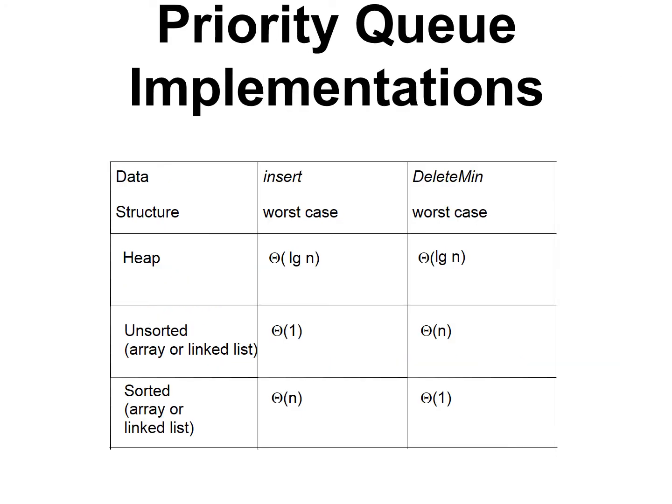So for the implementation of priority queue, you will be using either a heap, an unsorted list or a sorted list. But you can see that binary heap performs better than a sorted or unsorted list. Whether you use an array implementation or a linked list implementation, the binary heap always gives the best result.